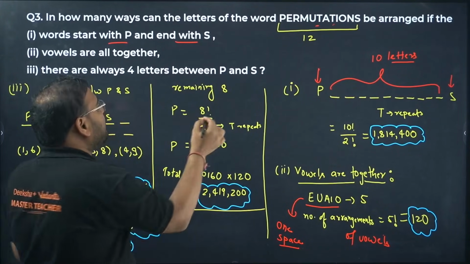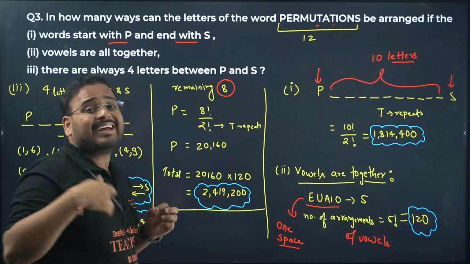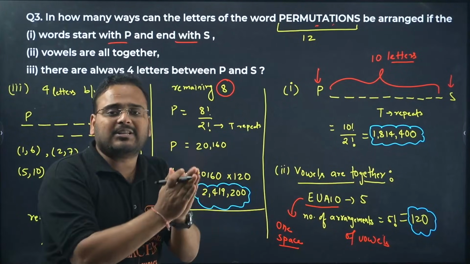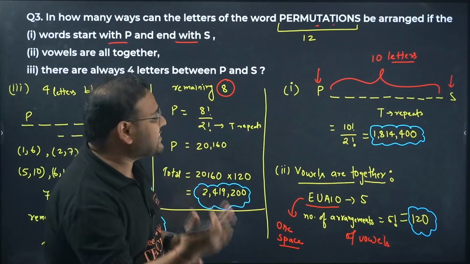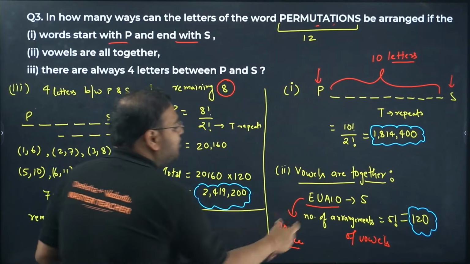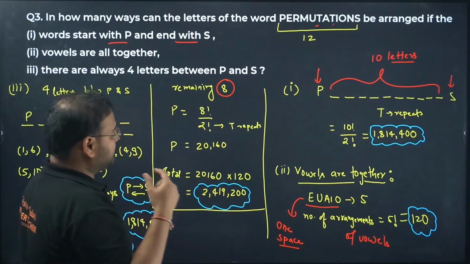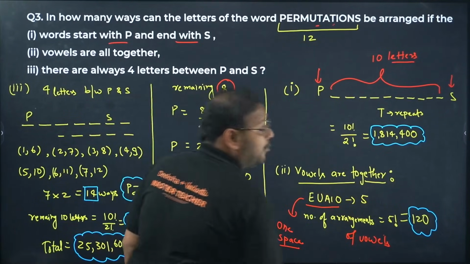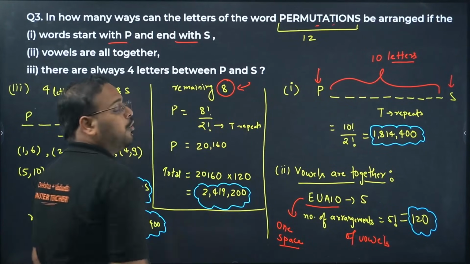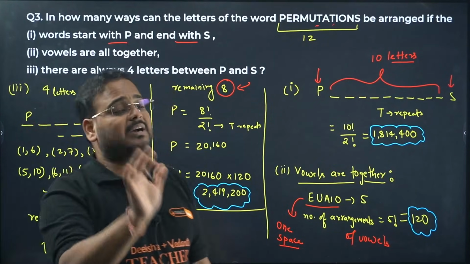So total how many arrangements now? Total are going to be 8. Yes or no? Total were 12. I remove the 5, put them together, it becomes one space. I have the remaining 7 letters. How many spaces do I have? Now I have 8 spaces, because every time I move this EU, AIO, it will come as a group only. So I have a total of 8 spaces now, or 8 ways to fill it.